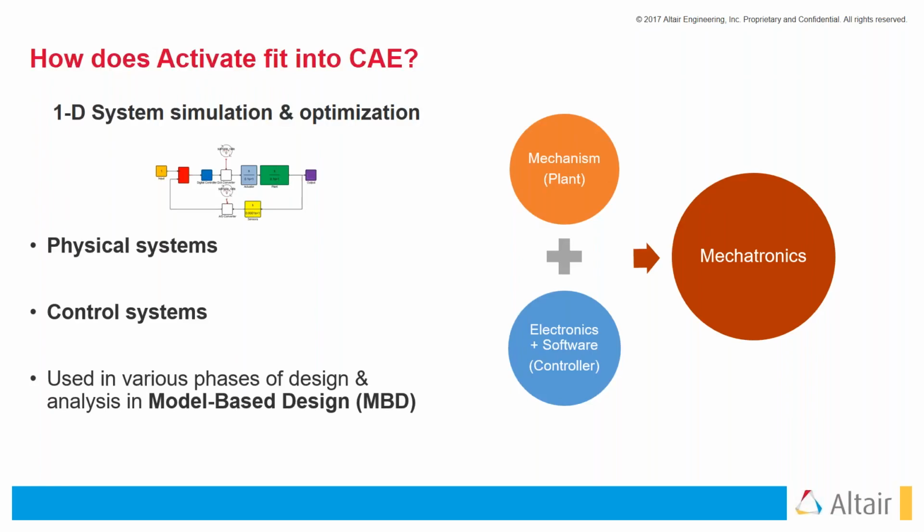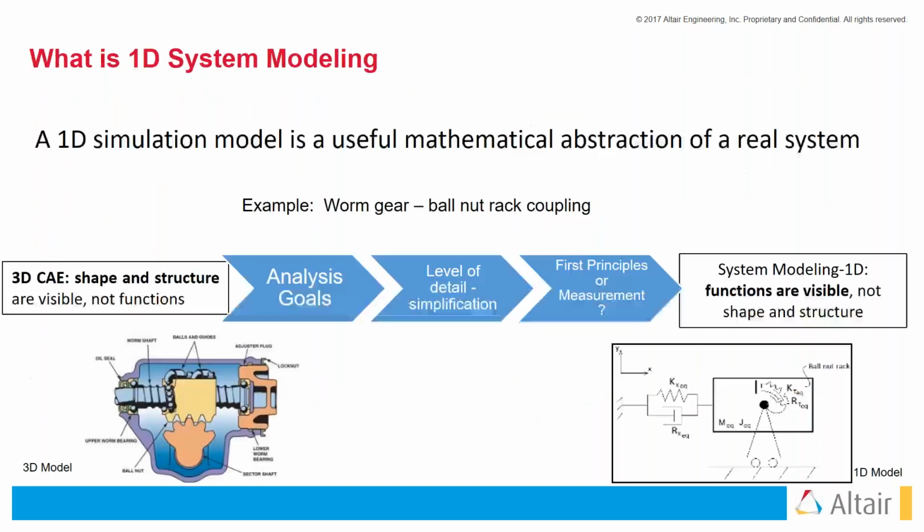Altair's offering has a seamless bridge between 3D and 1D. We'll talk about it in the coming slide. If you look at 1D system modeling, I would like to differentiate how 1D and 3D systems behave. A 1D simulation model is basically a mathematical abstraction of your real system. In 3D CAE, a typical mechanical engineer looks at shape and structure for modeling, but not at function.